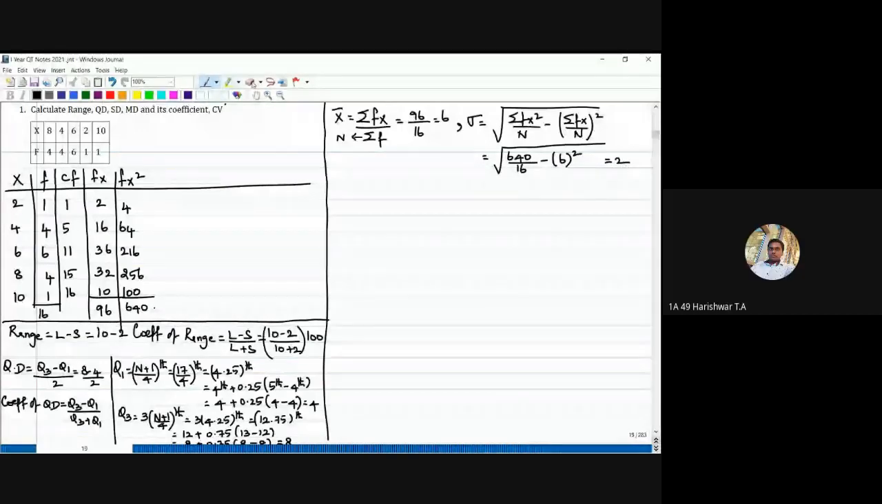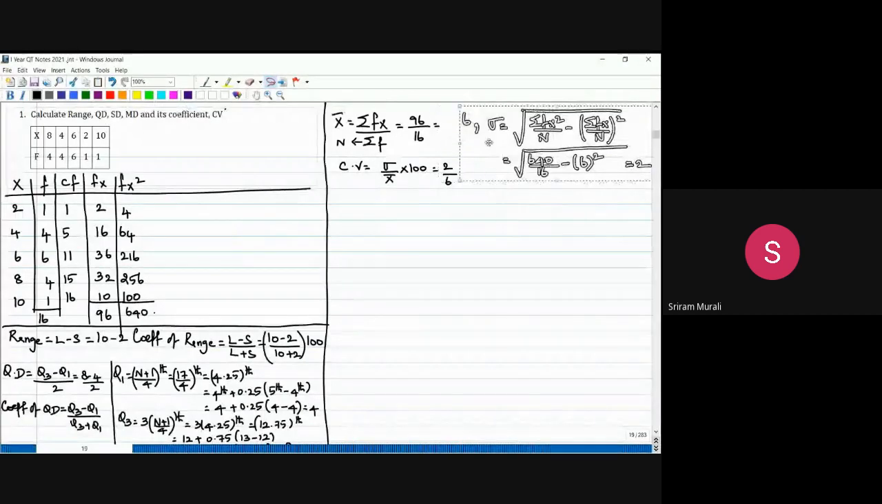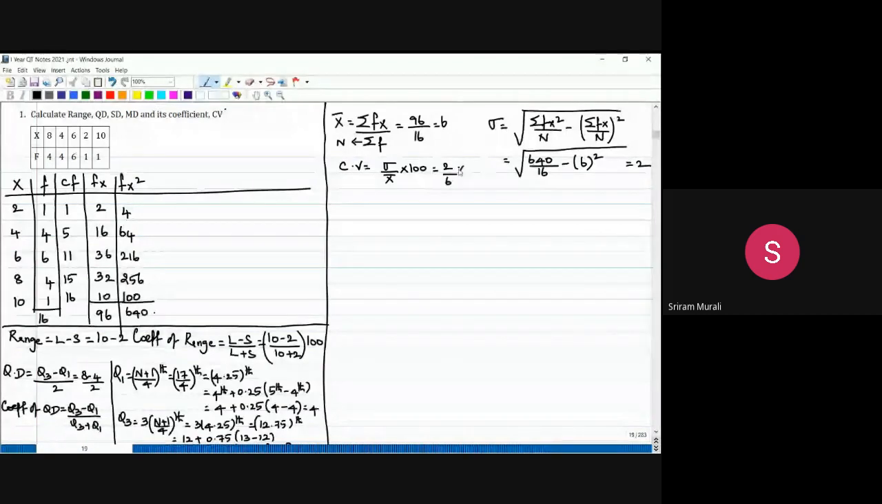Yes sir. So we have found sigma, now you can find what is CV. CV is sigma by x bar into 100. Sigma is 2, x bar is 6, into 100. So we get the coefficient of variation.